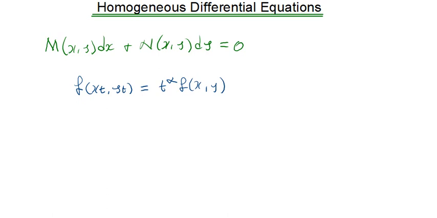You can also be given a function and just try to determine the degrees of the variables. For example, if f(x, y) equals x plus y, you observe that you have a degree of 1 and a degree of 1. You can simply conclude from there that it is a homogeneous function.